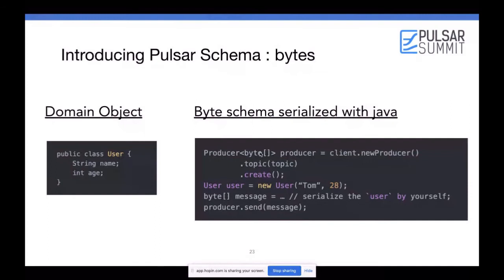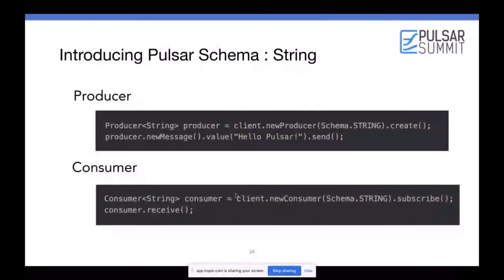You take your object and then using the default serialization for Java, for instance, Java serialization, Python Pickle or something, you serialize the user instance into bytes, and then you send over bytes using the producer. You can go a step ahead.